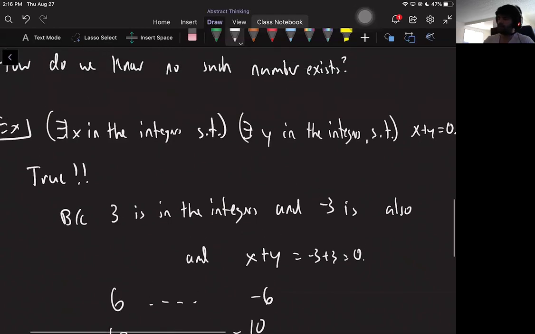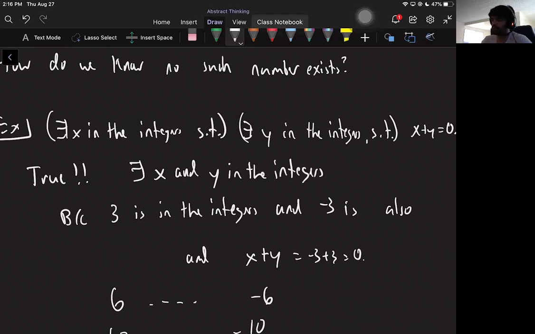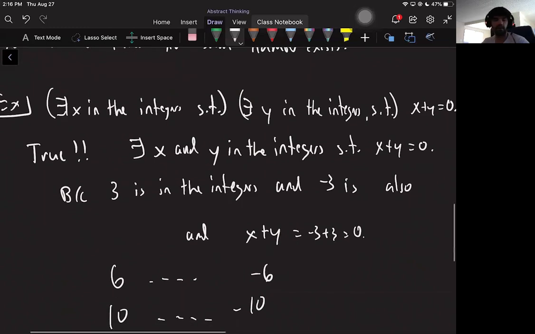Typically, when you have 2 there exists, you really just say there exists an x and a y in the integers. As long as you're claiming they're both from the same place, in this case the integers, then you could just put them together like that. And it's the same thing. Okay.